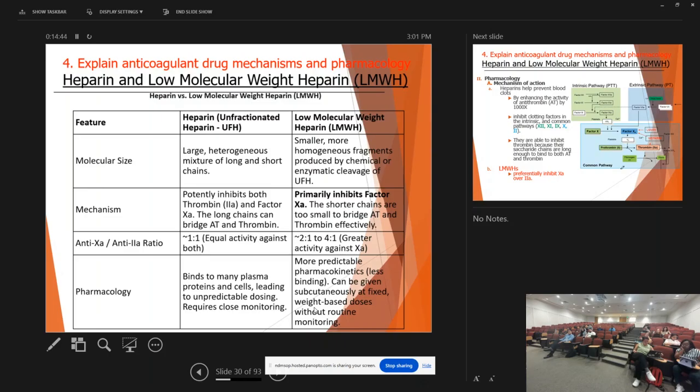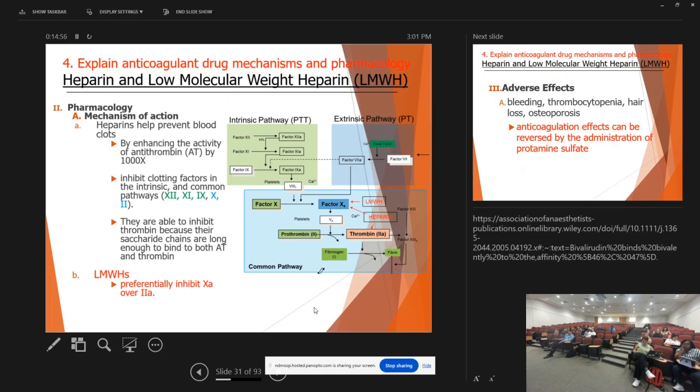So this will play a role in the clinic, right? So when do you want to use heparin? When do you want to use low molecular weight heparin? And what are the consequences? And how do you manage that? So mechanism, so where does it act?